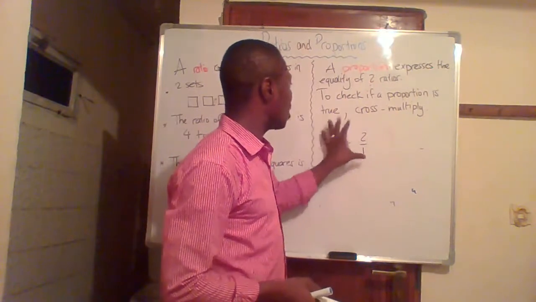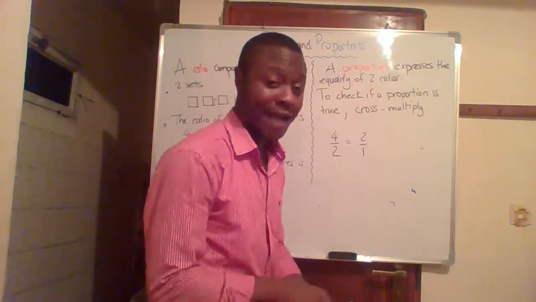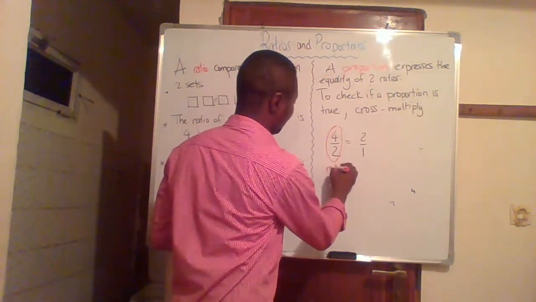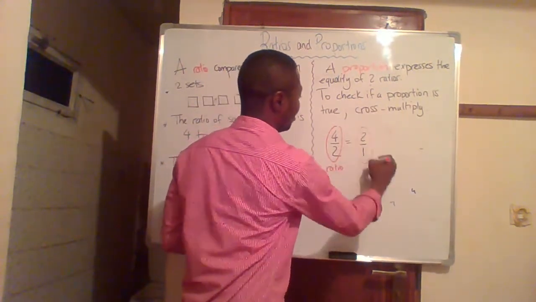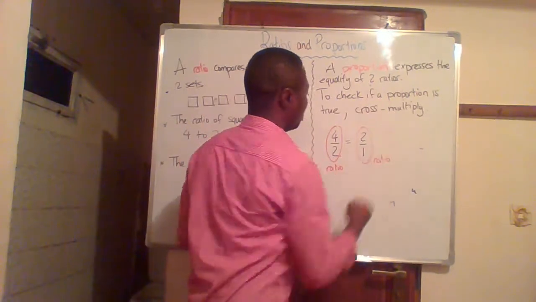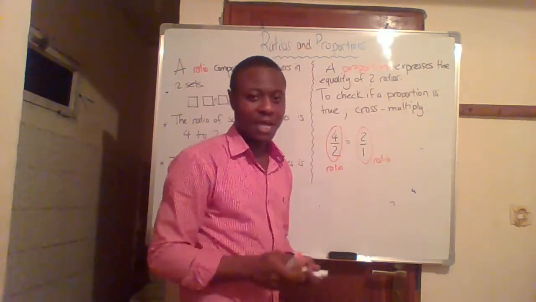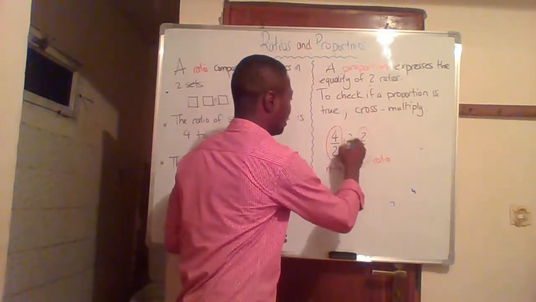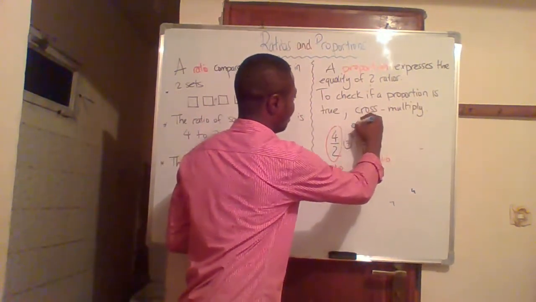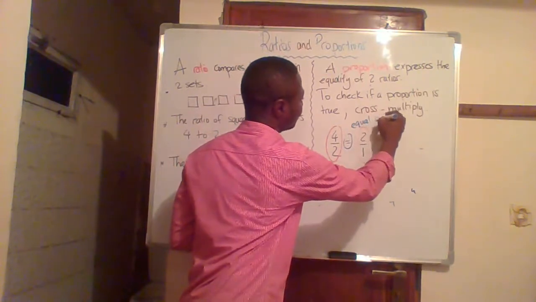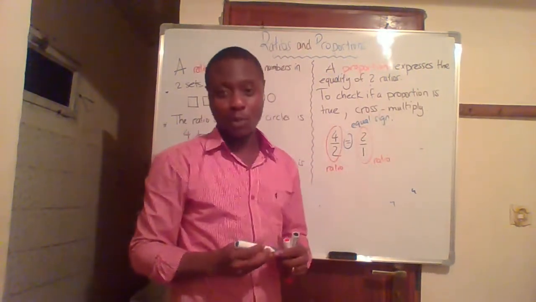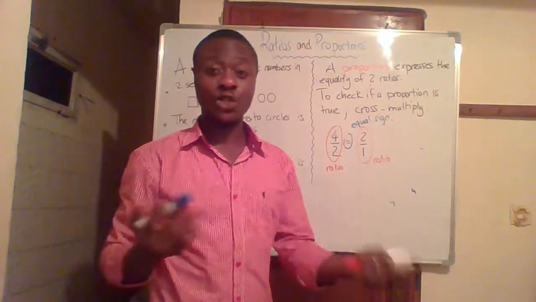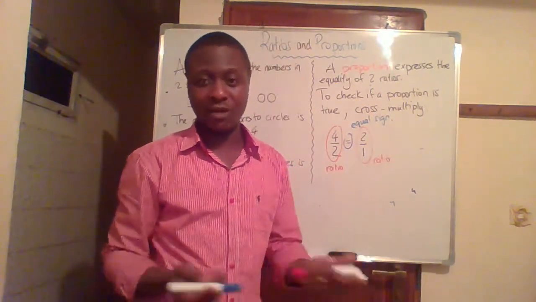This is a proportion because in this proportion I have two ratios. This is a ratio, and that is also a ratio. Good. I have two ratios, and what do we have in the middle of the two ratios? There's an equal sign. That's a proportion. A proportion always has an equal sign and two ratios on either side of the equal sign.